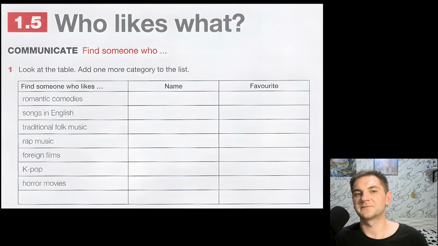Part 1.5. Who likes what? Communicate. Find someone who. Task number 1. Look at the table. Add one more category to the list. Okay, it's up to you. You can add anything below. I would like to add foreign languages, for example.